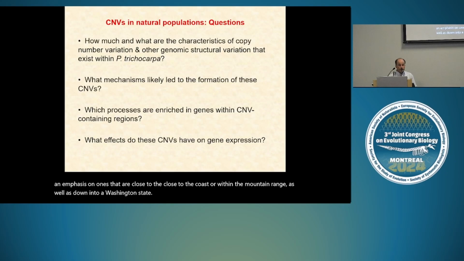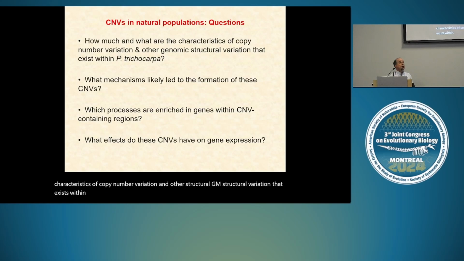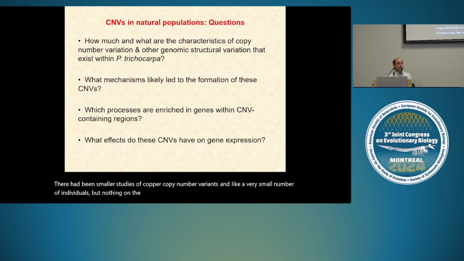So some of the questions that Ihan asked in the project was how much and what are the characteristics of copy number variation and other genome structural variation that exists within Populus trichocarpa. No one had identified this on a population-wide scale. There had been smaller studies of copy number variants in a very small number of individuals, but nothing on the scale of what Ihan had done. In fact, in natural populations, there aren't any studies in plants at this particular scale. Now, in agricultural plants, people have looked at this on a large scale in different cultivars of certain agricultural plants, like rice, for example.